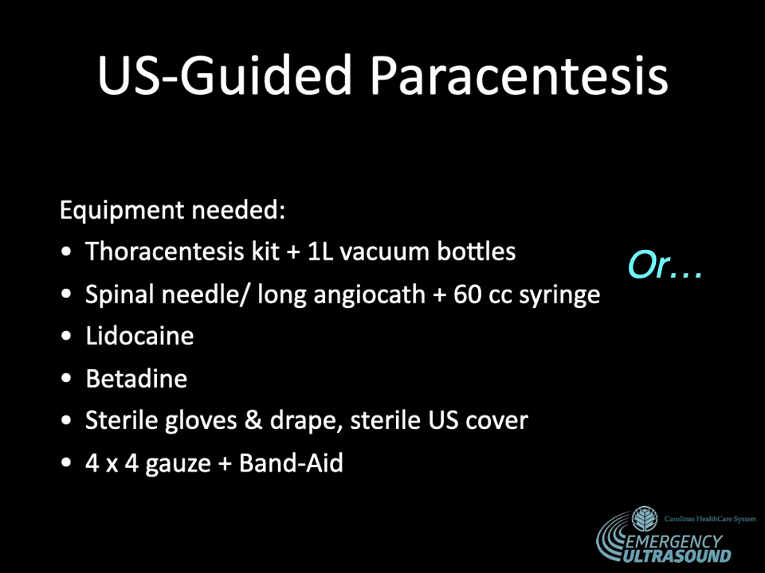But if you're going to do a large volume paracentesis, then I need the 1 liter vacuum bottles, which are going to hold the fluid you're taking off, and I need a thoracentesis kit. Or I'm doing a diagnostic paracentesis and only taking really about 60 to 120 cc's of fluid to send to the lab. And then I'm going to use a 60 cc syringe, maybe a longer spinal needle or angiocath. I want to numb the patient with lidocaine. I want betadine. I want sterile gloves and a drape and a sterile ultrasound cover to perform this procedure. And then get a 4x4 gauze and Band-Aid.